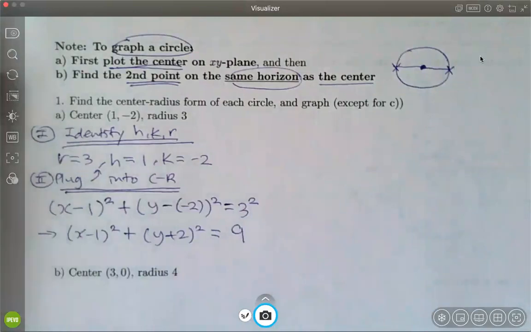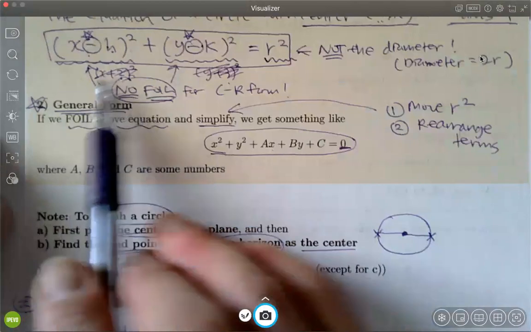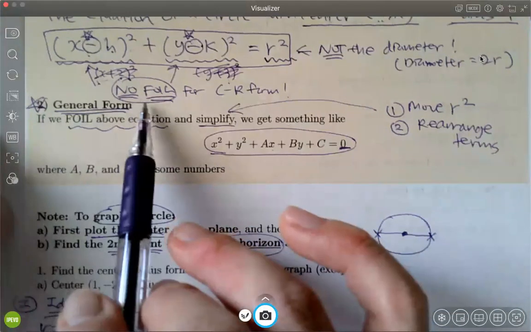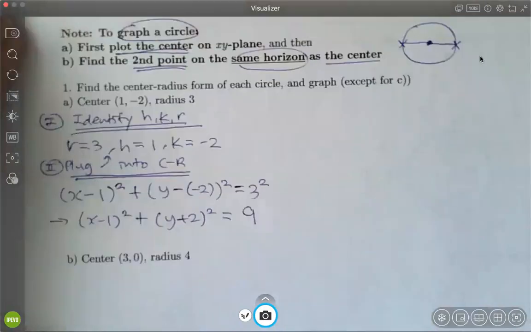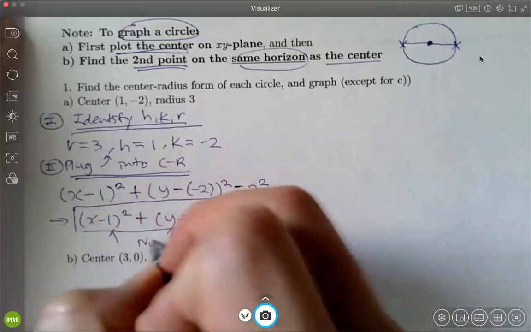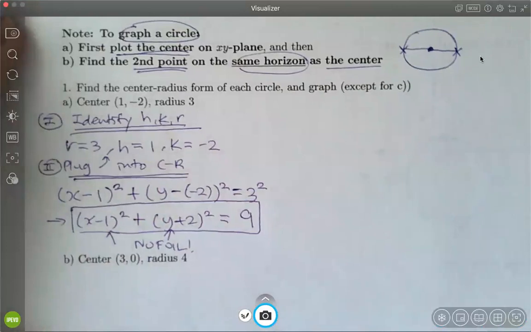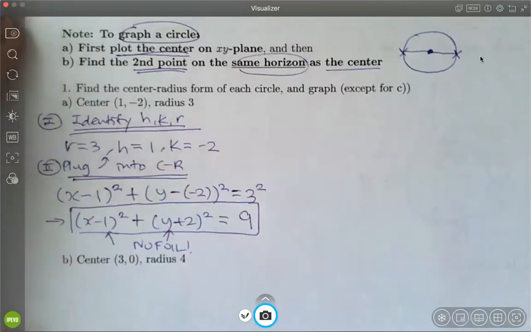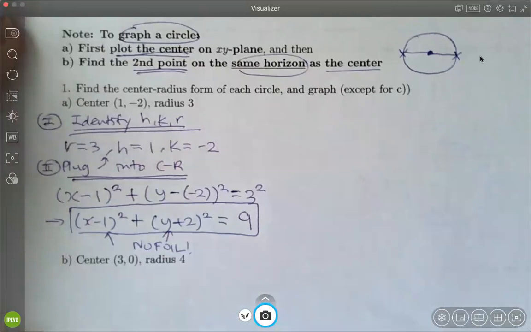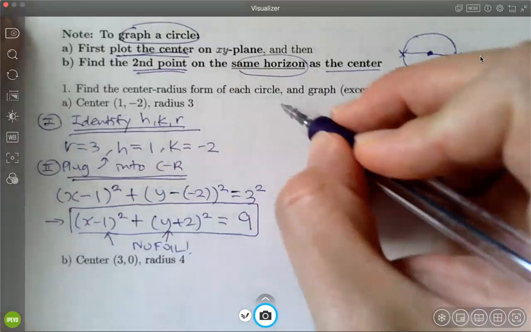Okay, and remember, you are not foiling the two products on the left for the center radius form. So what does that mean? You stop right here. Okay, so again, no FOIL for these two. Okay, that's it for the center radius form. So the best thing that you can do is put minus and negative into plus, and then evaluate the right-hand side. That's all. You are not foiling the right-hand side or the left-hand side. Okay, so now graph.